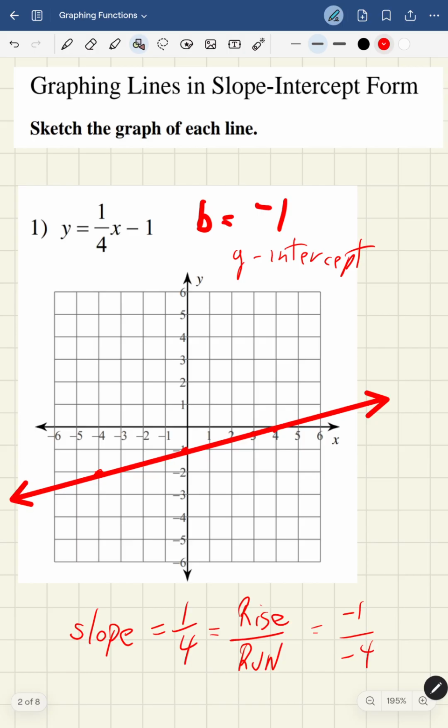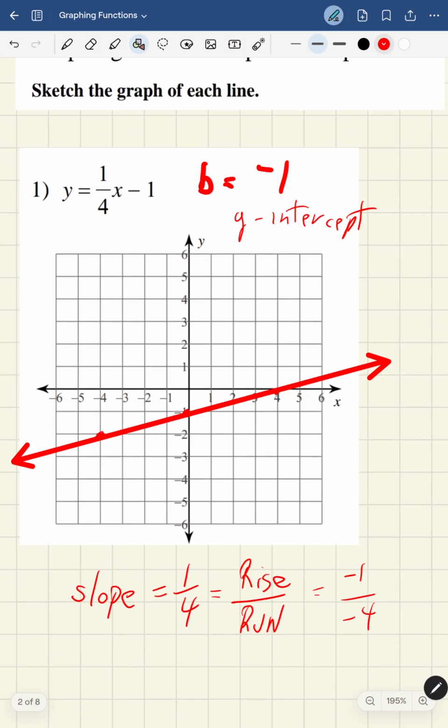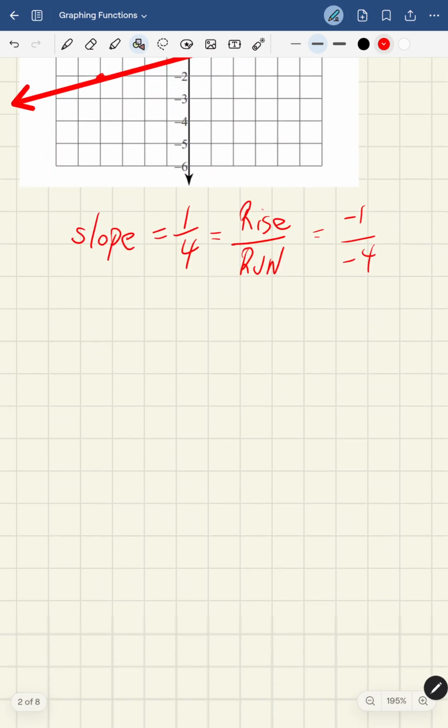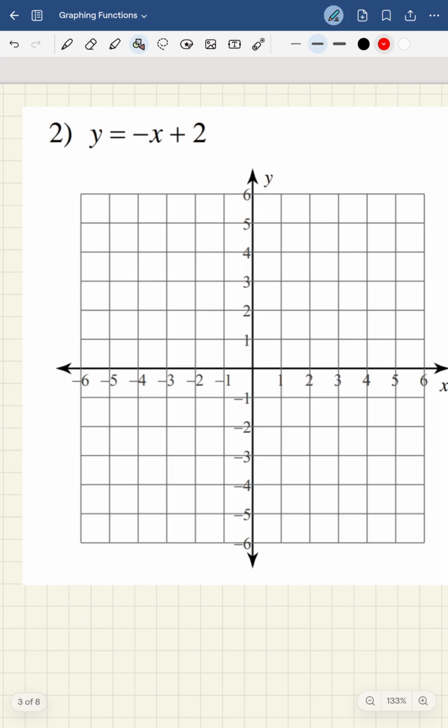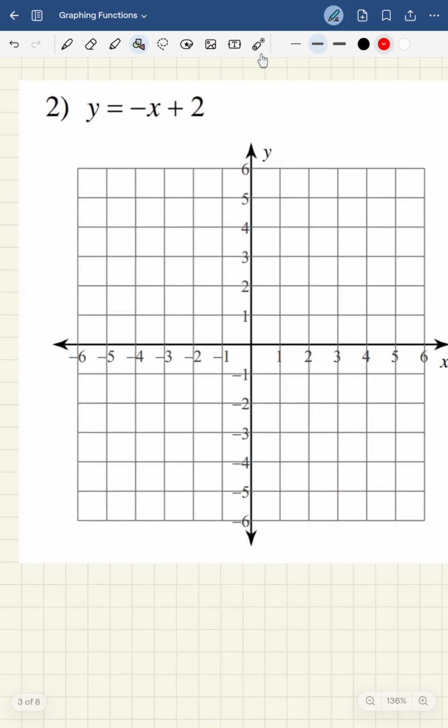Okay. So let's try another one. Okay, another one over here. Okay, this one here. What's my b? The b is this. 2 is the b. So right away, I know my b is here. Right there, there's a point right there. B is 2. And now what's my slope?